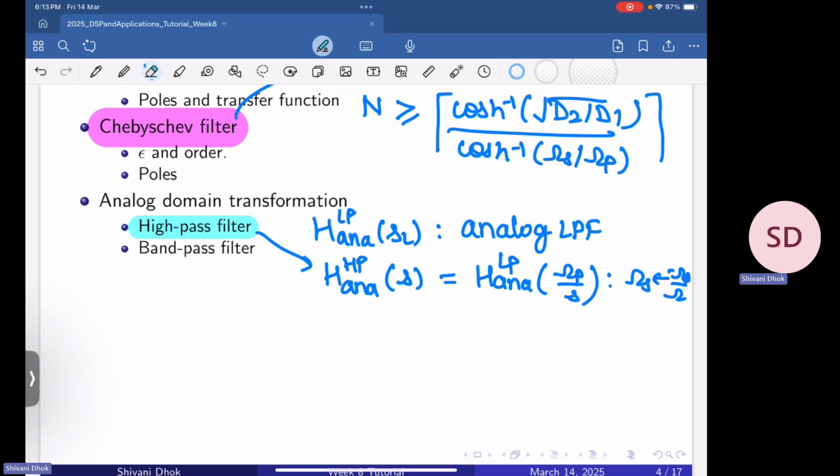I'll be discussing the steps that are required to design any of these filters in greater detail after we do the design question. For now, if you have any other questions, then please ask.